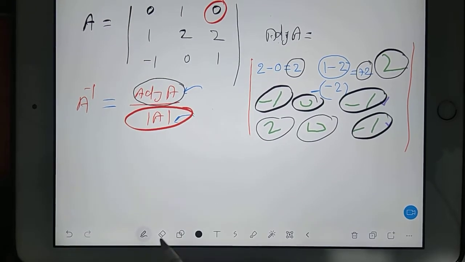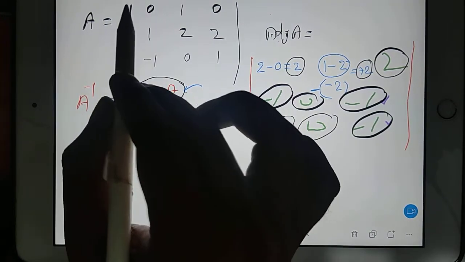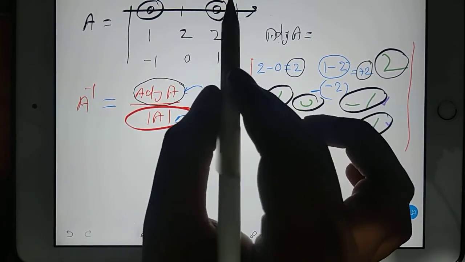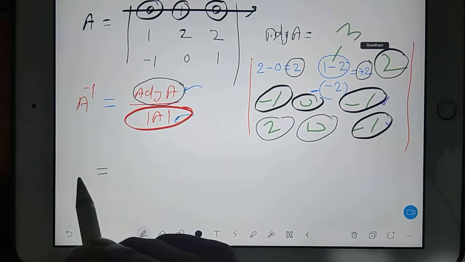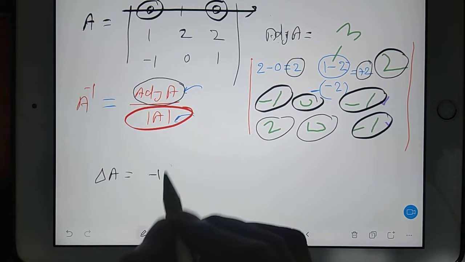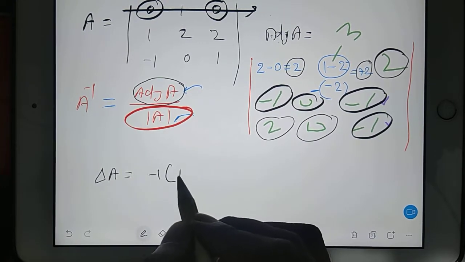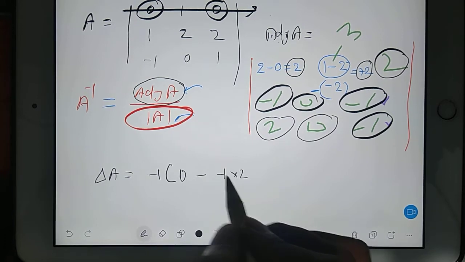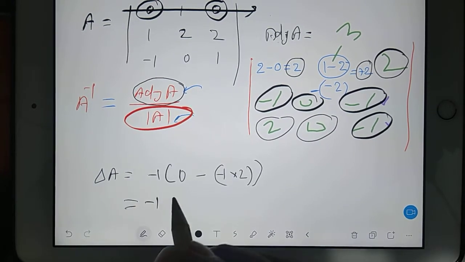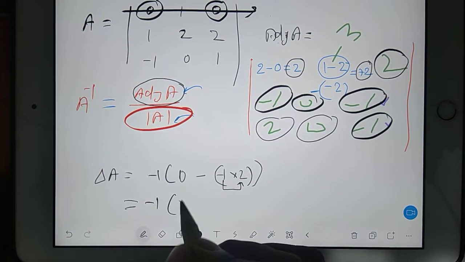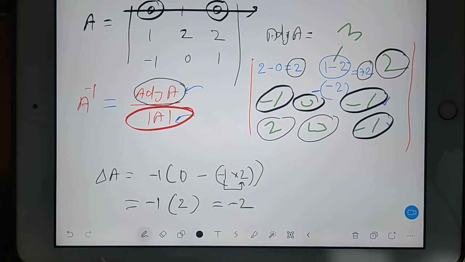So how to find determinant? Determinant is very easy. I will choose this row. For this 0, answer is 0. For this 0, answer is 0. Only for this one, your determinant of A will be minus 1 bracket 1 times 0 minus minus 1 into 2. So minus 1, this 1 and 2 will be minus 2, and minus, so plus 2. So final answer is minus 2.